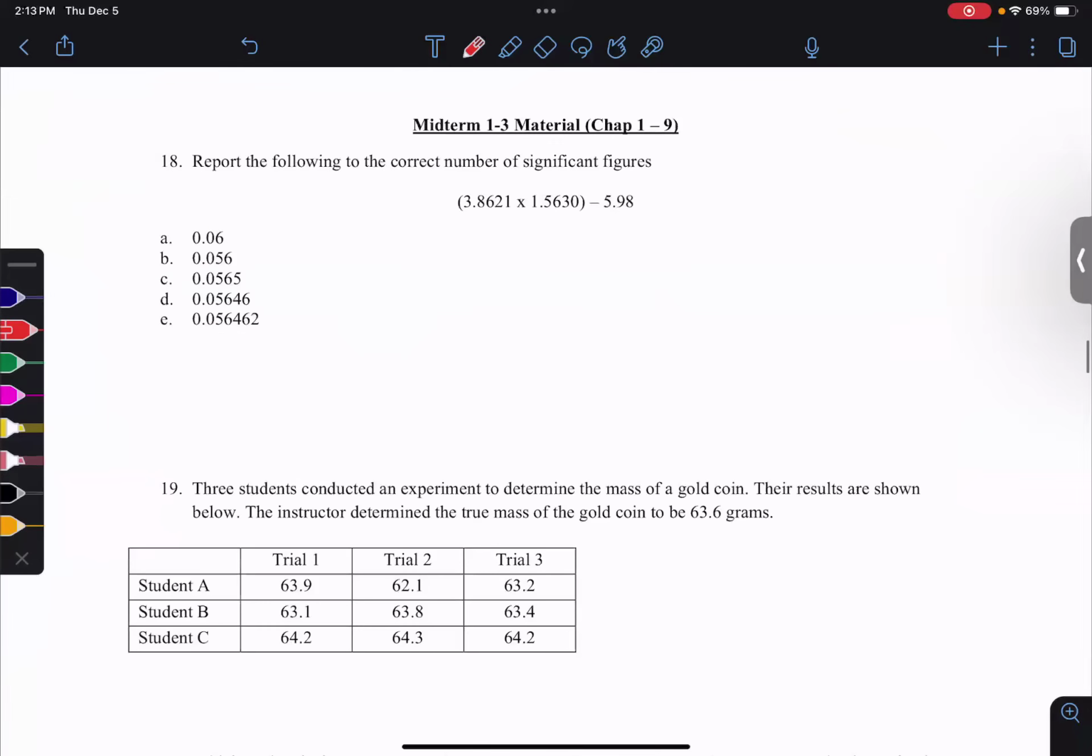Is there a specific question someone wants to do? Just yell out the number. Can we go in order? Okay, we'll just go in order until someone yells out a number.